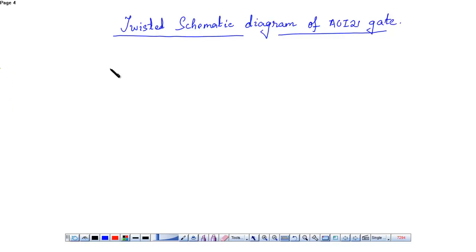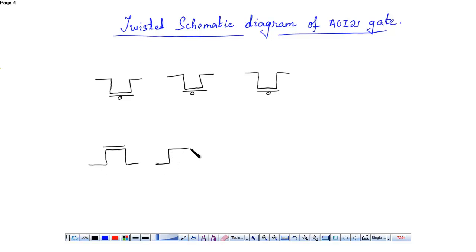So when there is a twisted schematic, there are 3 PMOS. So first draw the 3 PMOS. You have to keep seeing the normal schematic and the twisted schematic. You have to keep tallying. These are the 3 PMOS, and you have the 3 NMOS. This should have been a bit this side.